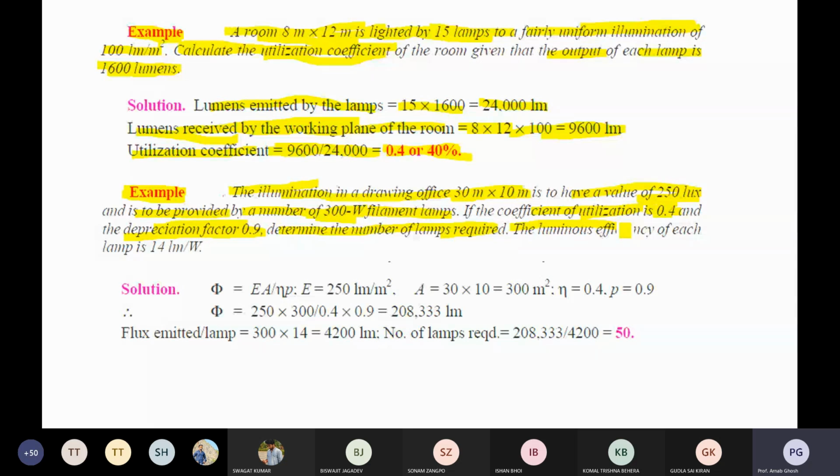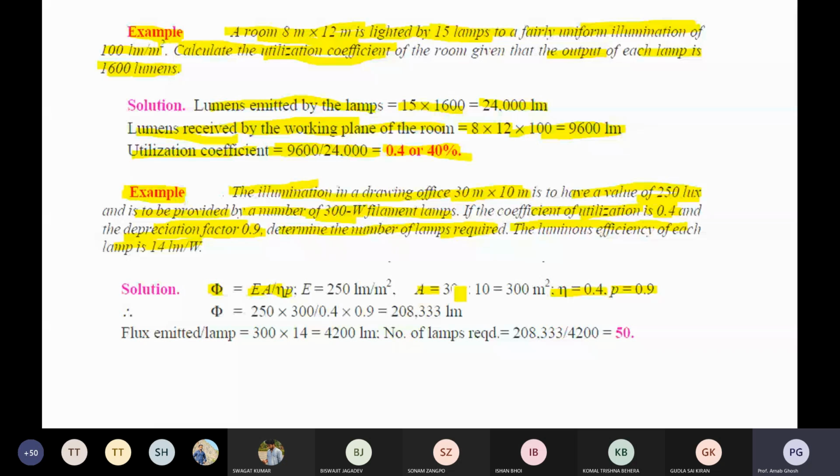So E A equals E A whole divided by N into P. You know the value of N as given, but P is there, 90%, the depreciation factor is 0.9. The net utilization factor is also there, 0.4 is given. Now you have to calculate the area, which is also given, 30 into 10, 300 meter square.